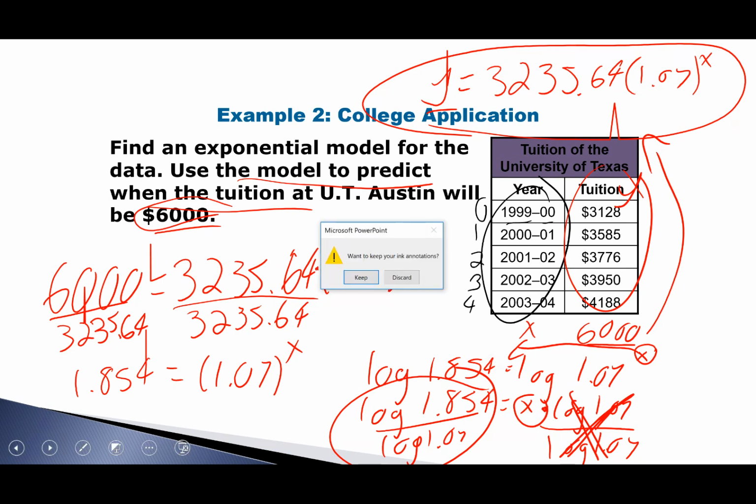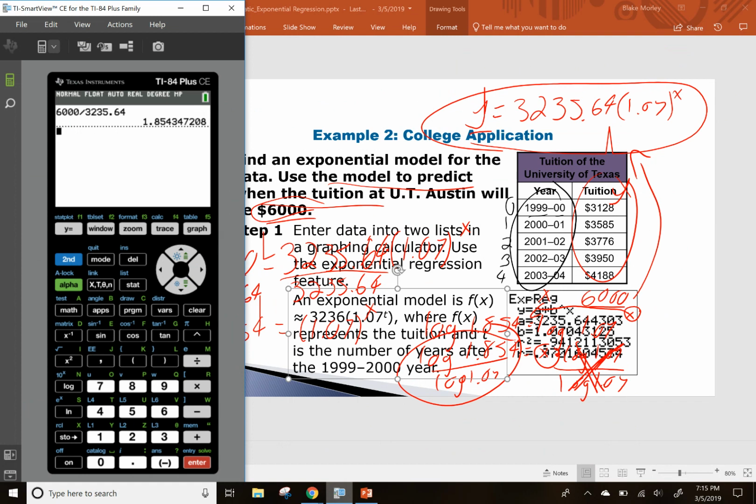So let's type that in our calculator. So log 1.854, parentheses, divided by log of 1.07. Again, got to type that in correctly. Okay. And that is 9.12. So 9 years, because remember that x value is years. So it's saying 9 years essentially, right?